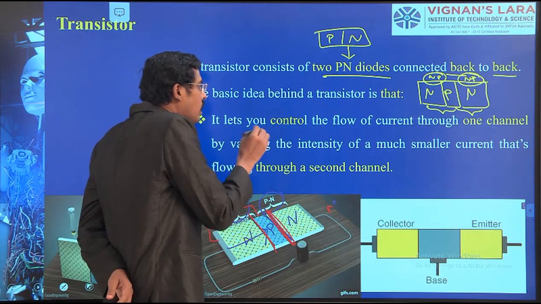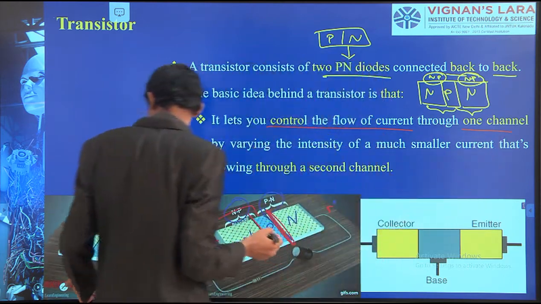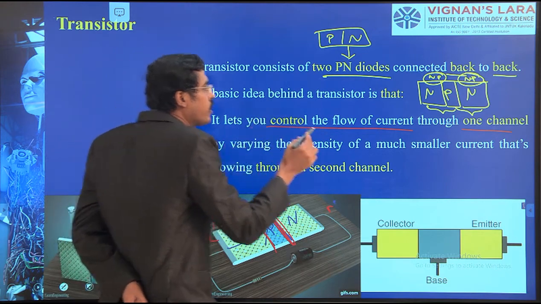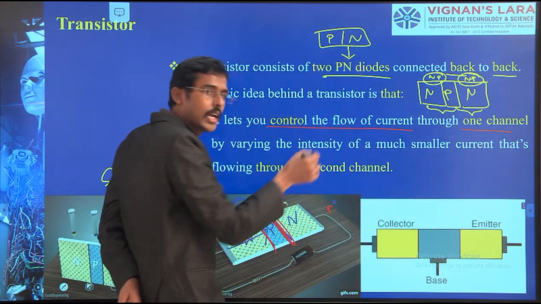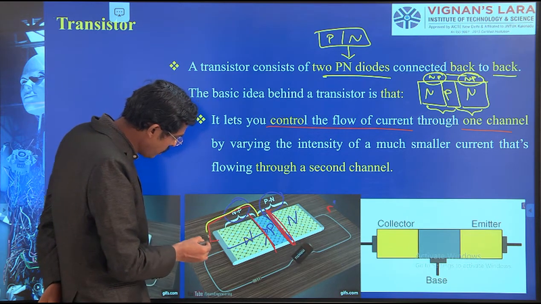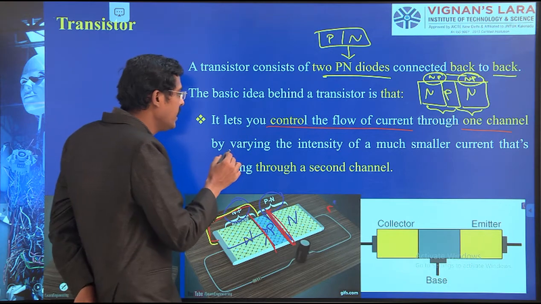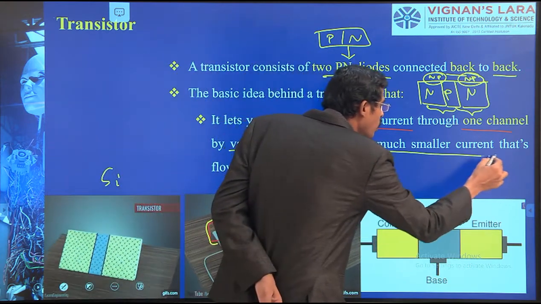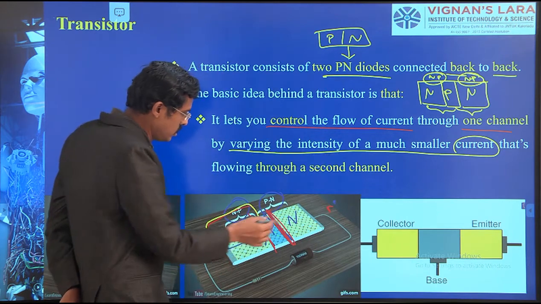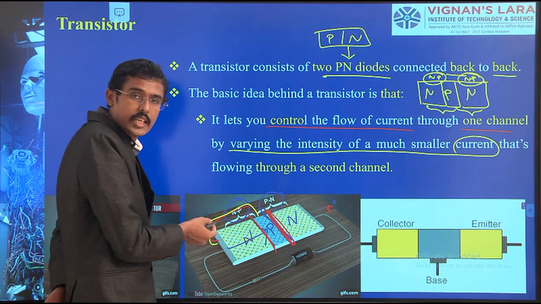So here it lets you control the flow of current through one channel. What it means is it lets you control the flow of current through one channel. This is one channel. One more channel we are going to add in the next images, by varying the intensity of the small current that flows through the second channel. So this is the main channel, and this is the secondary channel.